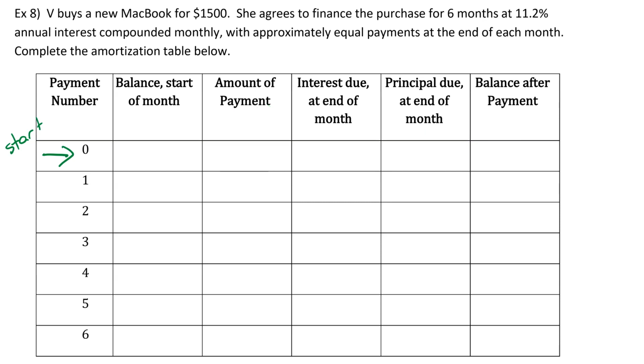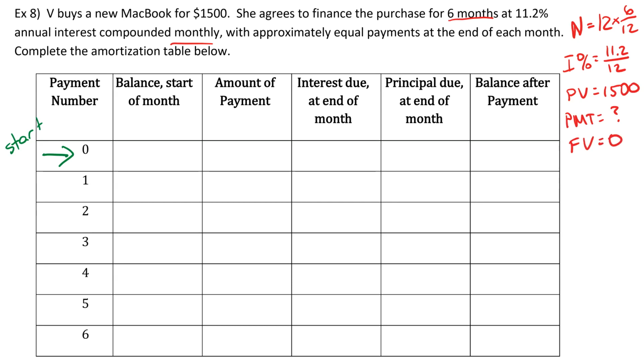First things first though, we still have to use our calculator to figure out the amount of the payment. It's going to be just like the other examples. We're just going to get those five variables. N, in this case, is the number of compounds, so monthly is 12 times the number of years. In this case, it's just 6 months, so how many years is that? Well, that's 6 out of 12. I percent would be 11.2 divided by the number of compounding periods, so 12. The present value is 1,500. The payment is what we want to know, and the future value is zero because we want to end with zero.